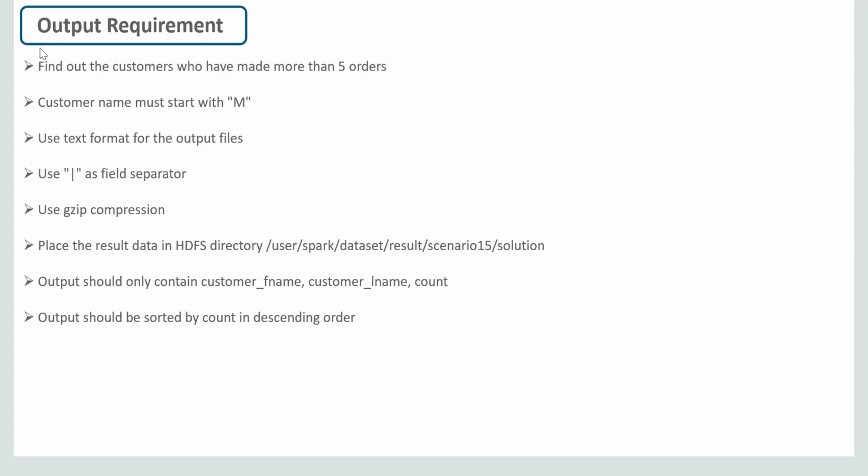So in order to solve this problem statement, we should know how to read CSV data as a data frame in Spark. Then we have to apply a group by operation on top of orders data to calculate the count based on the customer ID. Then we have to join this data set with the customers data set. And finally, we have to sort the data in descending order based on the count. We also have to save this data in HDFS using pipe as a separator and gzip compression. So let's go to the lab and see.